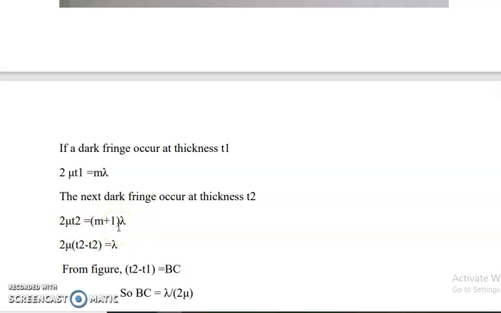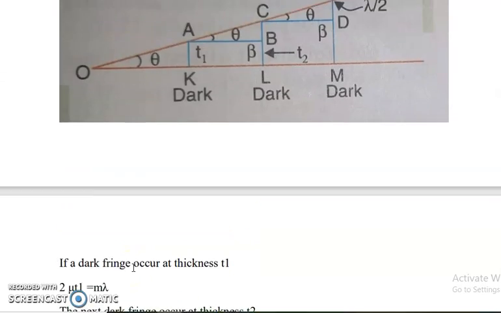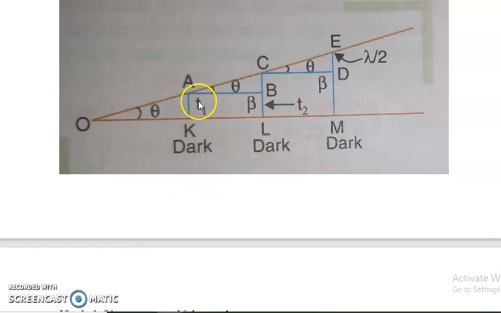Now if we subtract these two values, that means 2 mu into (T2 minus T1), here this T1 is a typing mistake, then (m plus 1) lambda minus m lambda will give lambda itself. So 2 mu into (T2 minus T1) is equal to lambda. Now we can check what is the value of T2 minus T1. From this figure, T2 minus T1 will be equal to BC.